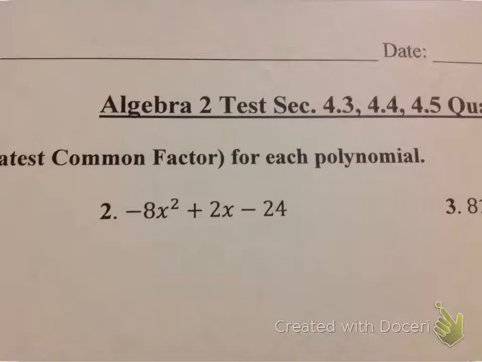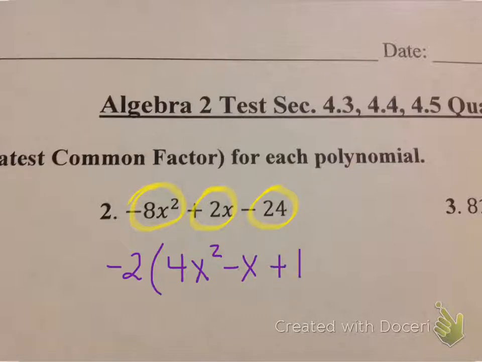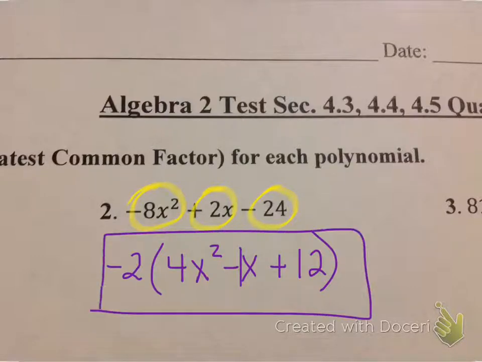So for the second question, when you look to see what do these three things have in common, several people wanted to say 8. And you can't say 8 because 8 and 2 and 24, the highest number that they're all divisible by is 2. Now you could take negative 2 out, and if you didn't take negative out, that's okay. But if you take negative 2 out, then you're left with 4x squared minus 1x plus 12. You could have written a 1 here if you needed to. But that's it.